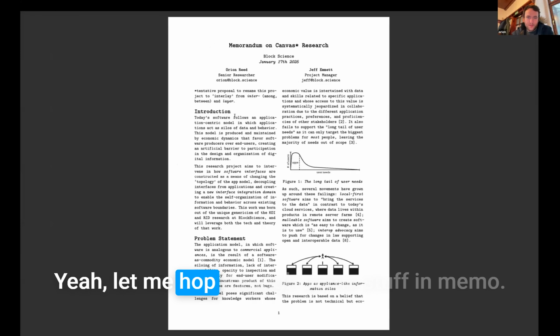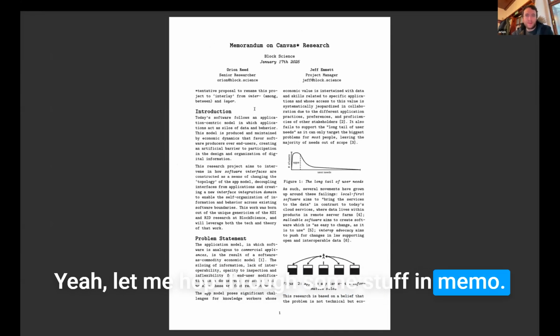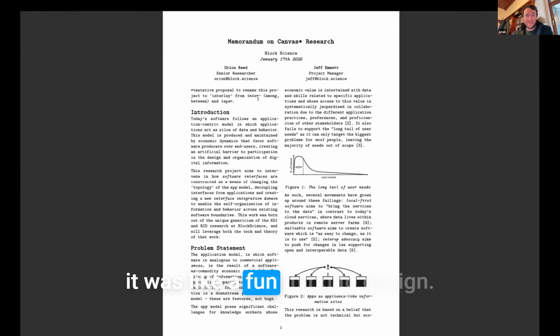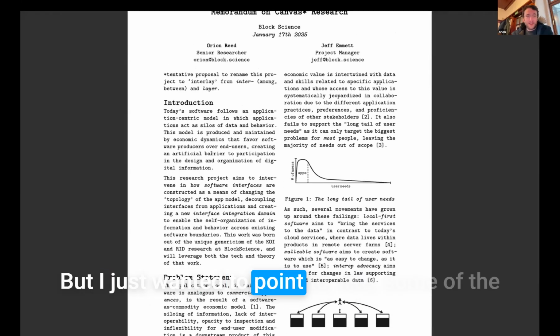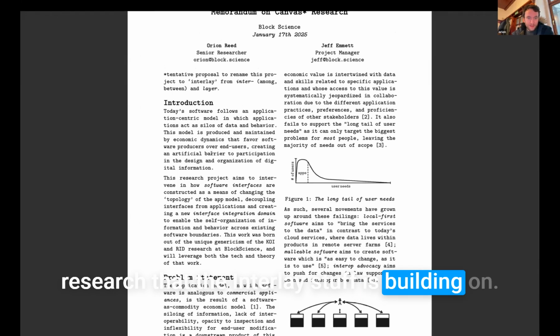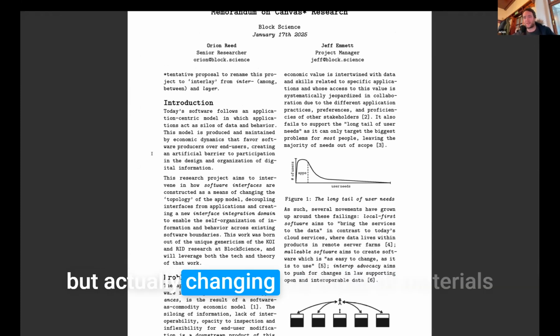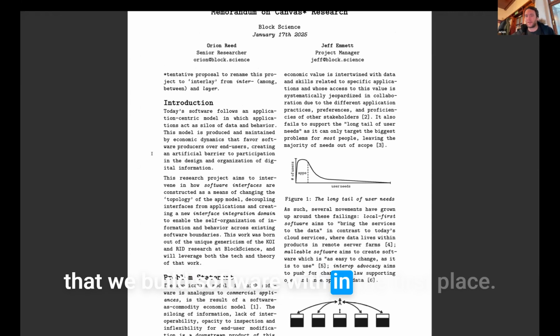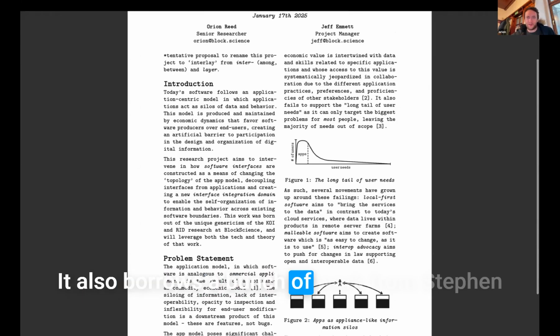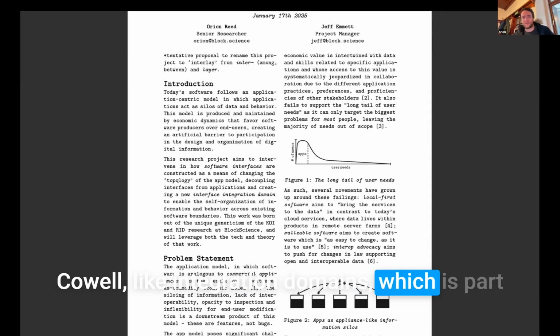But yeah, let me hop through some stuff in the memo. I was partly making it because it was a fun thing to design, but I wanted to point to some of the research that the Interlay stuff is building on. Computational media is a big one, which is an active line of research in a few places. The idea there is that we want not better tools and systems, not making better apps that work differently, but actually changing the kinds of materials that we build software with in the first place.